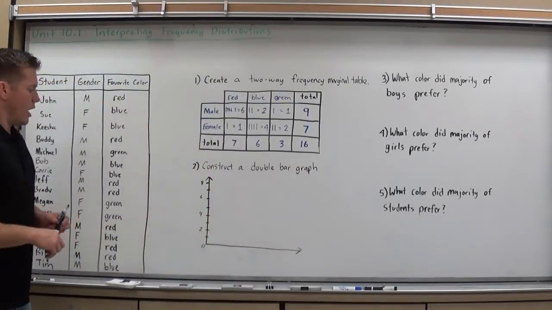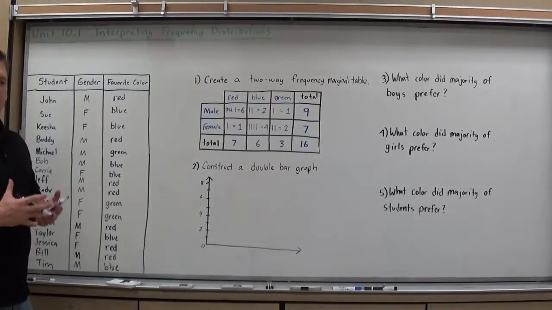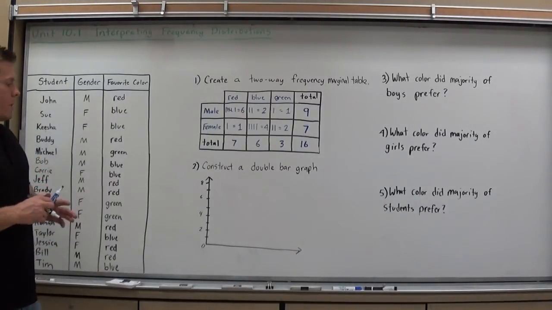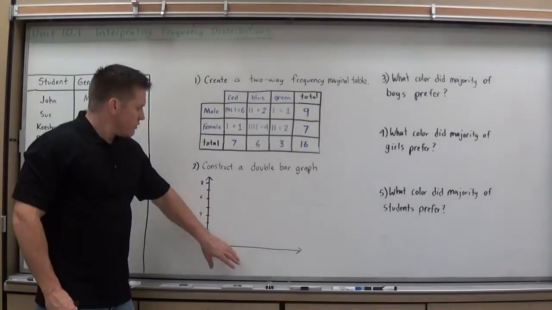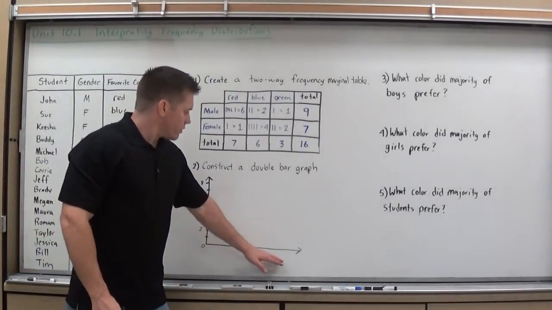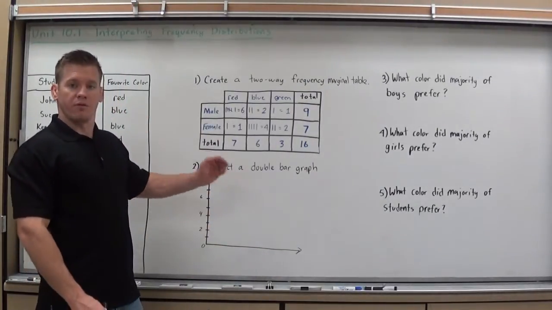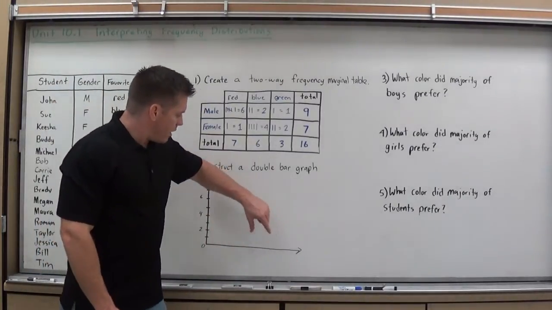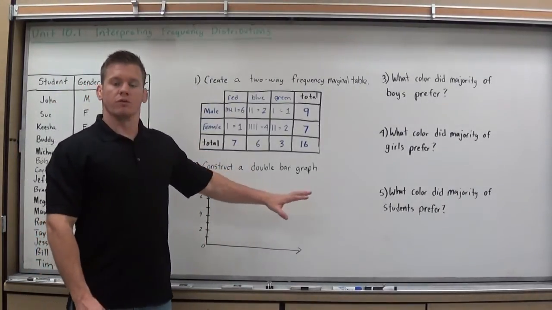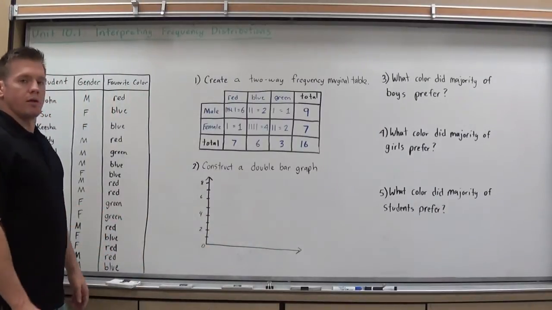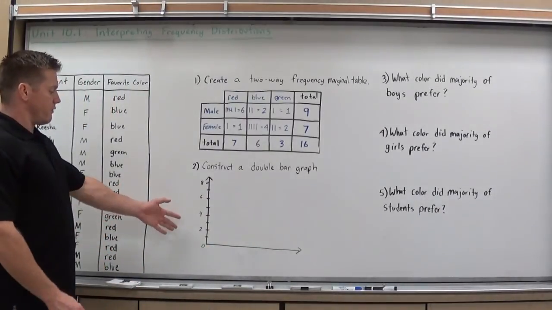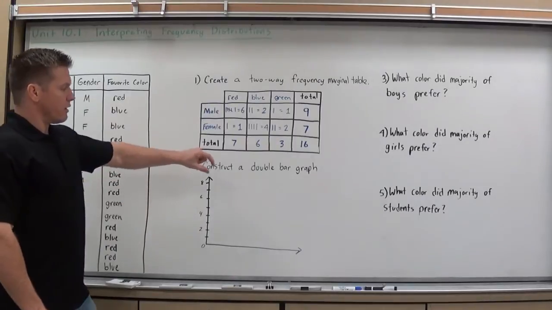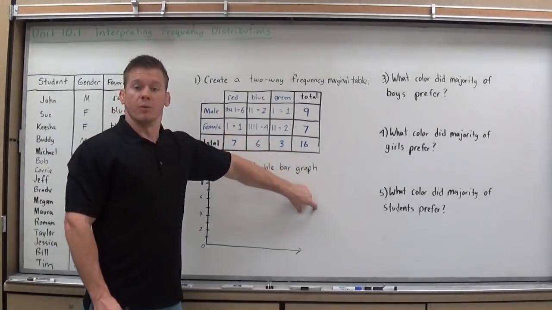Okay? And on the x-axis, I'm going to need to set up my labels for my bar. And you have a couple options. You can put the 4 different colors and then do 2 different bars for male and female, or you could do male and female with 4 bars for each of those. Do it however you want, or however the problem asks you to do it.